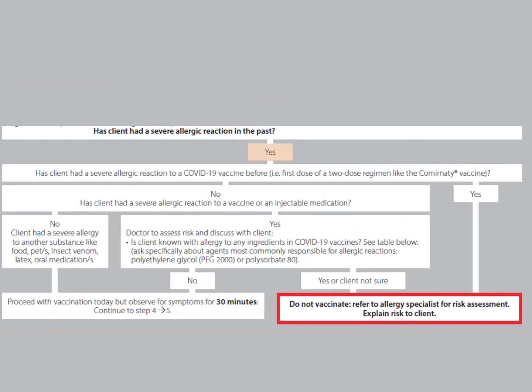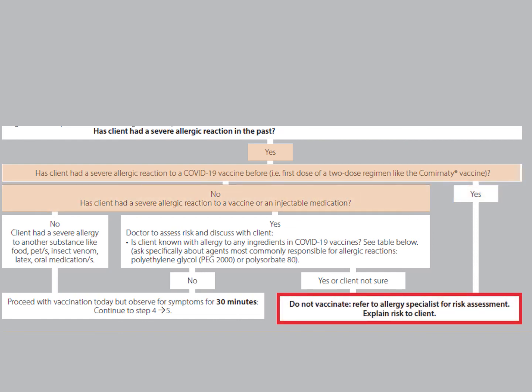However, if the client has had a severe allergic reaction in the past, your first question will be if it was to a previous COVID vaccine, like the first dose of the Comirnaty vaccine. If yes, then you would not vaccinate the client, but rather refer them to an allergy specialist.